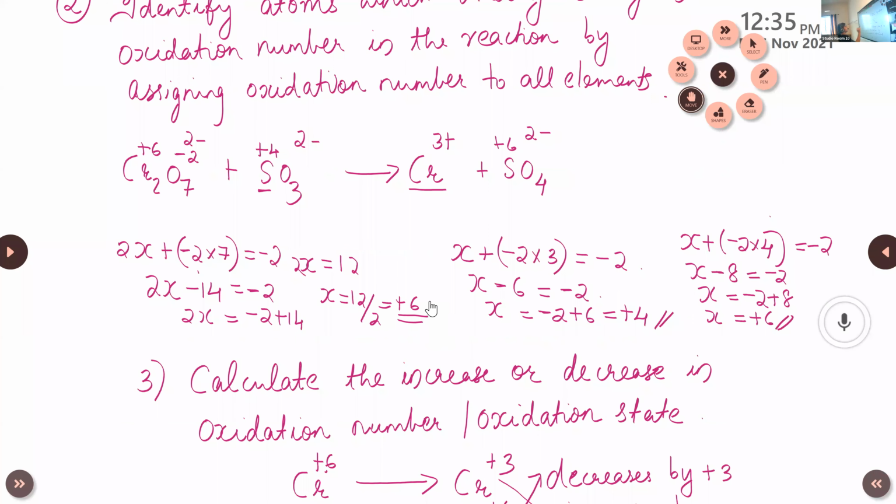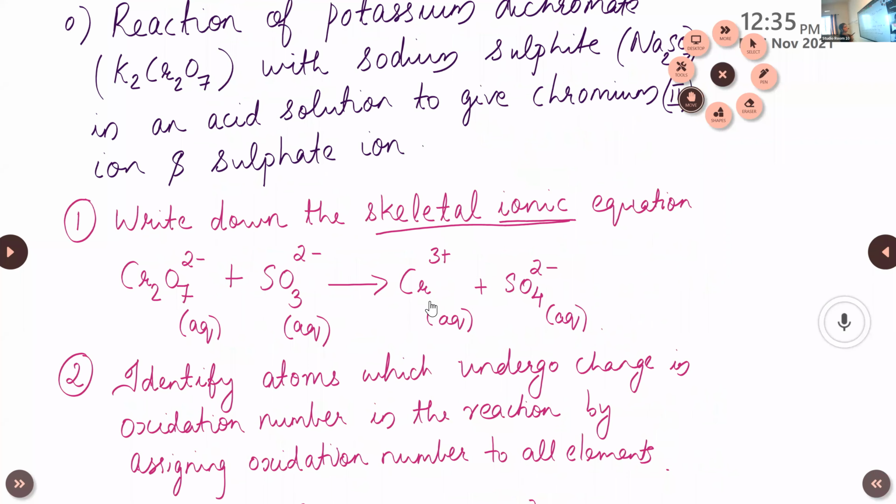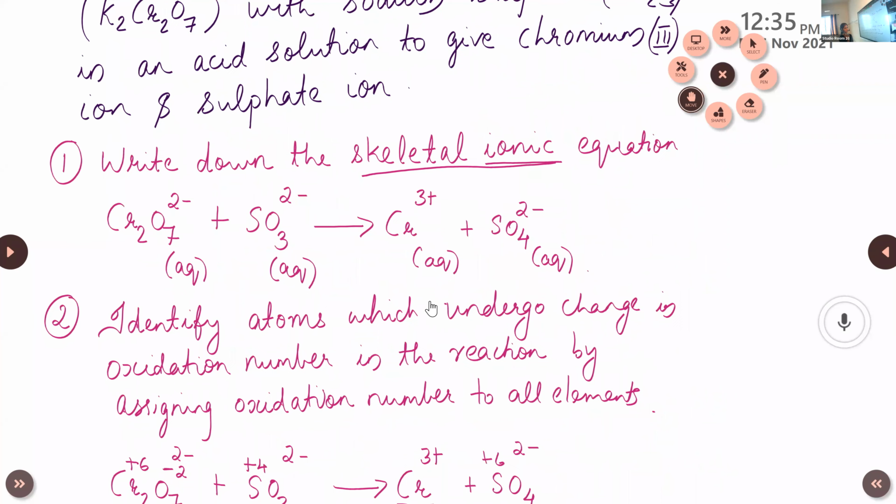So in the first step, you have to write down the skeletal ionic equation. The question should be in the form of a statement or a sentence. So you have to convert this chemical reaction into the form of an equation, and you have to carefully write the skeletal ionic equation, not the chemical equation. Skeletal ionic equation is needed. So here it is Cr2O7 2 minus plus SO3 2 minus gives Cr3 plus SO4 2 minus.